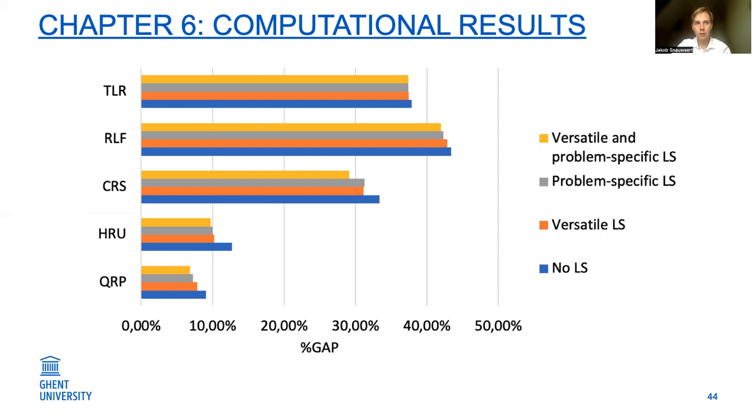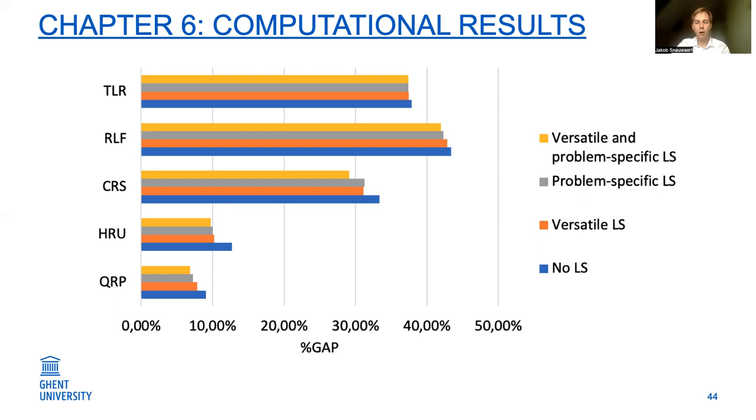Only for the cost or for the CRS extension does the problem specific local search work worse than the versatile local search. This is because the versatile local search actually focuses on minimizing variable costs, while our problem specific local search focuses on minimizing fixed costs. However, therefore, they are very complementary. So if we combine them, we get a big improvement on the percentage gap.